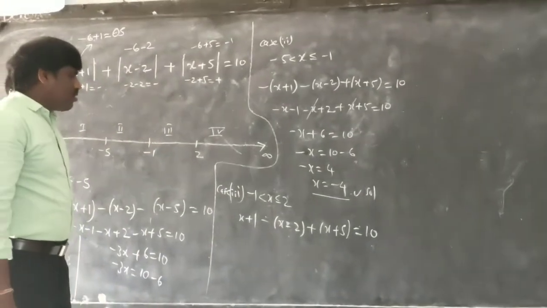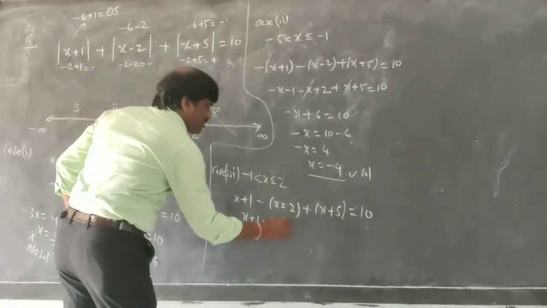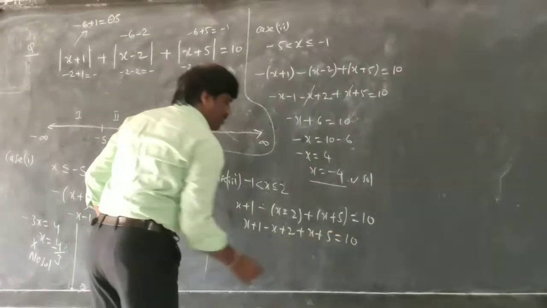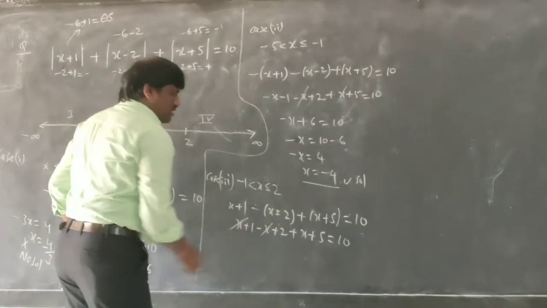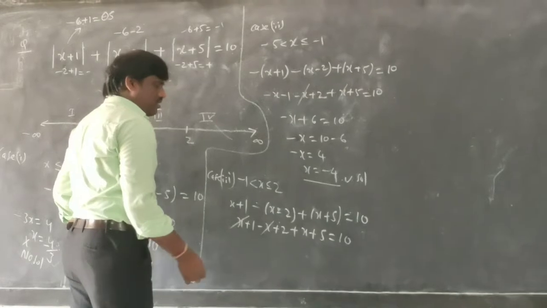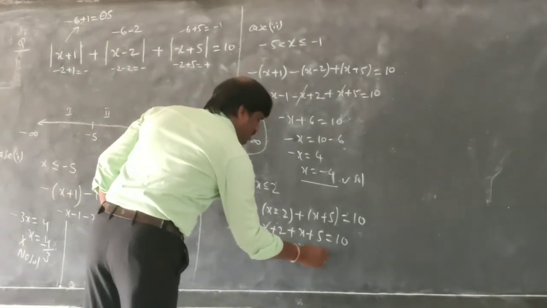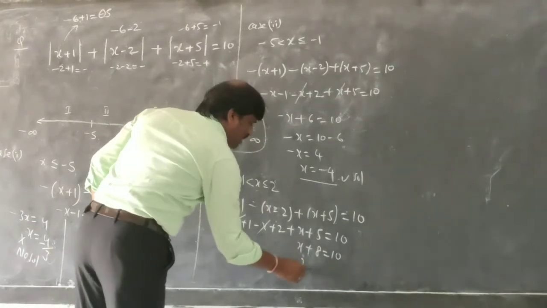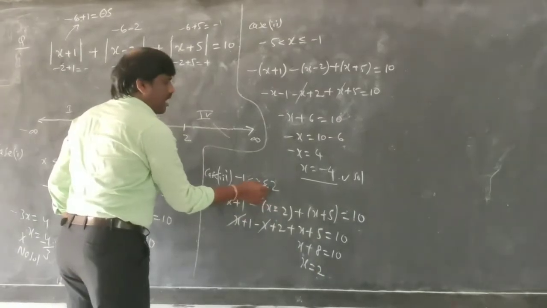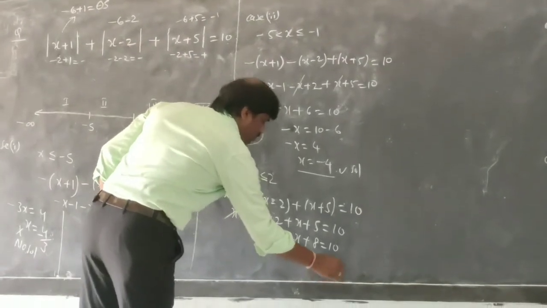So how much are you getting here? x plus 1 minus x plus 2 plus x plus 5 is equal to 10. So plus x minus x cancel. 5 plus 2 is 7, 7 plus 1 is 8. So here I am getting x plus 8 is equal to 10. X is equal to 2. Is x equal to 2 there? Yes, I included 2 here. So this is the solution.